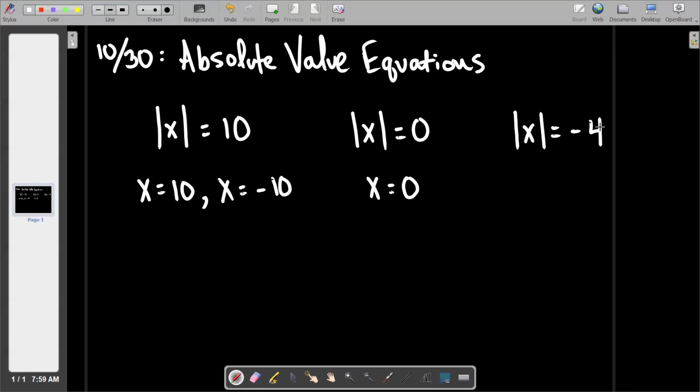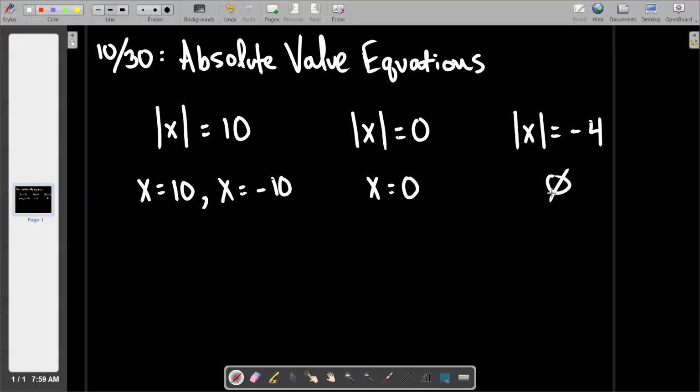Therefore, if you ever find yourself looking at an absolute value equal to a negative number, then you can say that there is no solution. And you can write out no solution if you would like to. You can also use the circle with the slash through it. That notation is for what we call the empty set. So the set of solutions here is empty. It has no numbers in it.